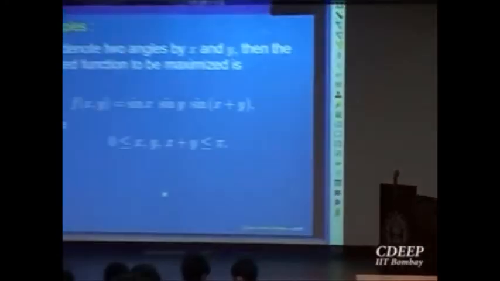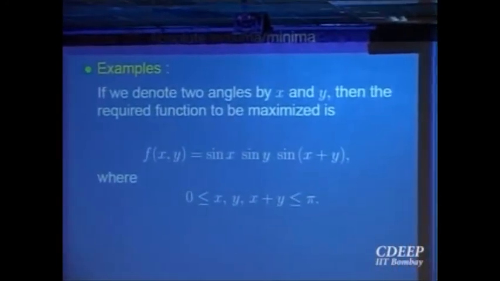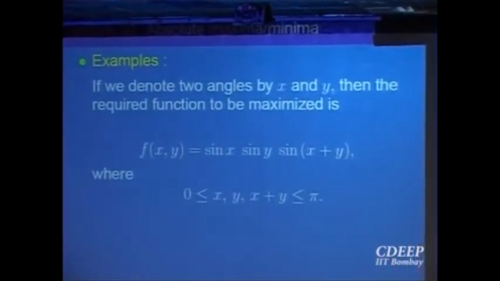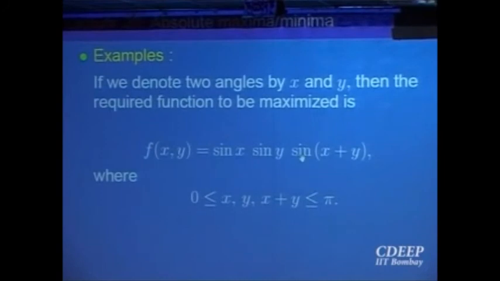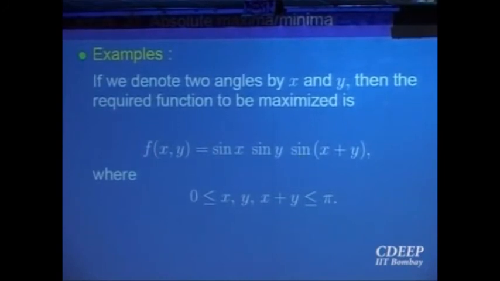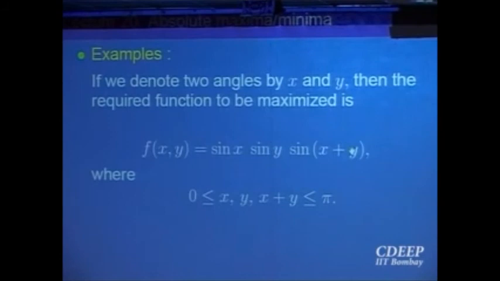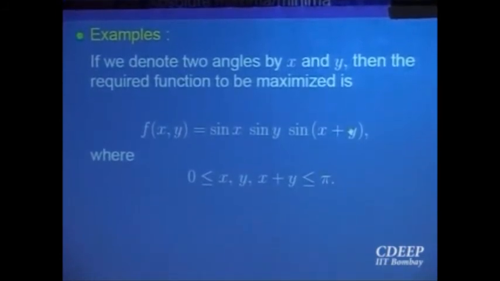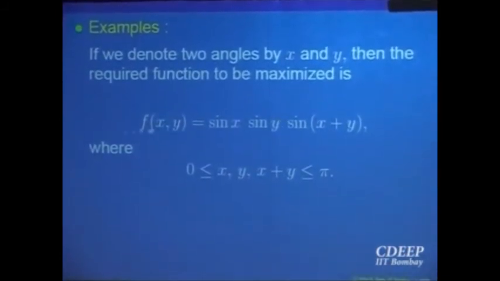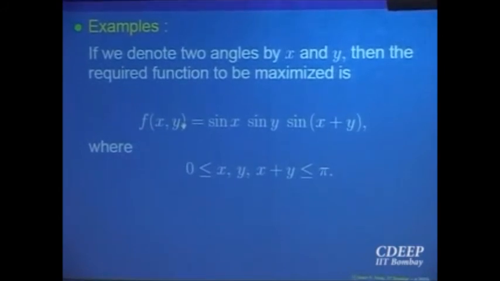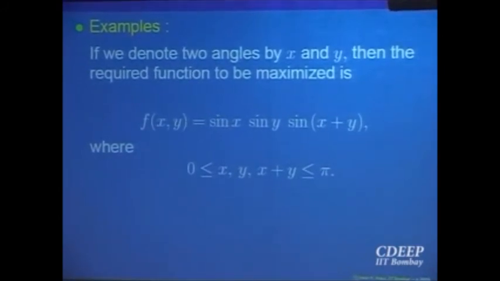Let me look at one more example to show you this happens. The problem is you are given a triangle, and you want to look at the product of the sines, sin x, sin y, and the third angle is z, but z is equal to 180 minus (x plus y). So this is a function of two variables, and you want to say that this function has an absolute maximum, and you want to find what values of x and y will give you the absolute maximum.